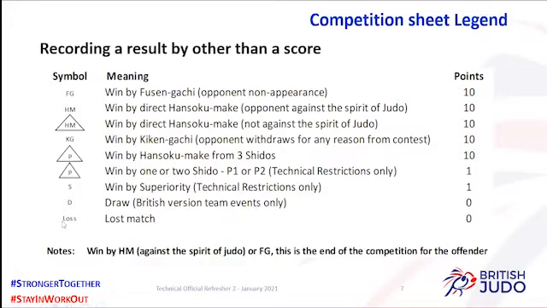And then something that may seem pretty obvious, but again, it wasn't on the legend. It's always best to have everything on there. The athlete that loses the match, you just simply write loss in their box.